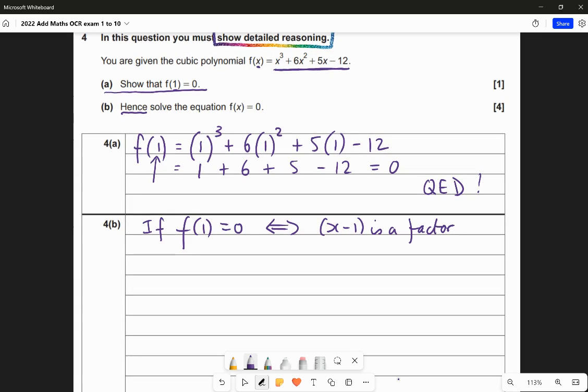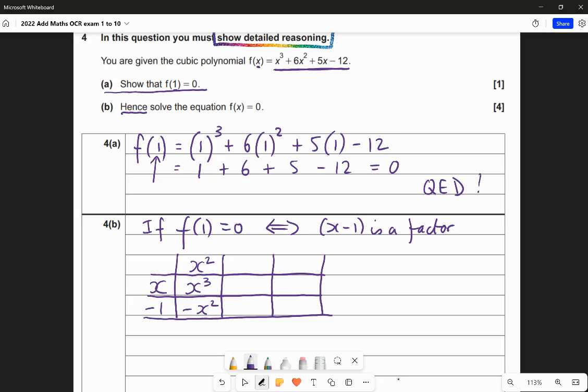So I like doing it by dividing using a grid. So x minus 1 multiplied by what? It'll be multiplied by some sort of quadratic to give me the cubic. So I know in the top left here, I'm going to have x cubed. What do I multiply x by to get x cubed? That's going to be x squared. x multiplied by x squared is x cubed. So let's fill in what we can. Negative 1 multiplied by x squared is negative 1x squared.